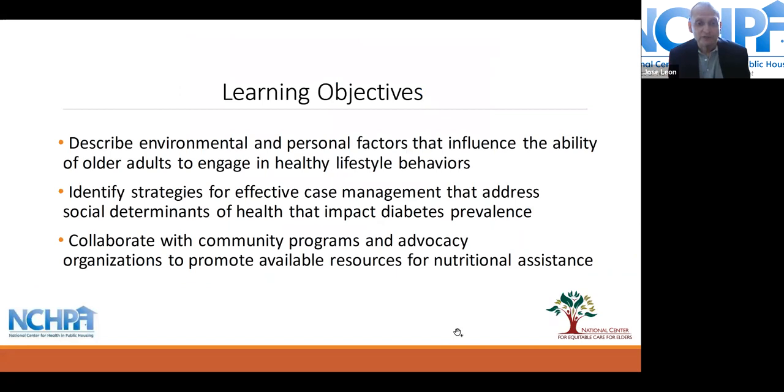Today, we are going to discuss a couple of items that we consider necessary and very important. First, we are going to describe the environmental and personal factors that influence the ability of older adults to engage in healthy lifestyle behaviors. We also are going to identify strategies for effective case management that address social determinants of health that impact diabetes prevalence.